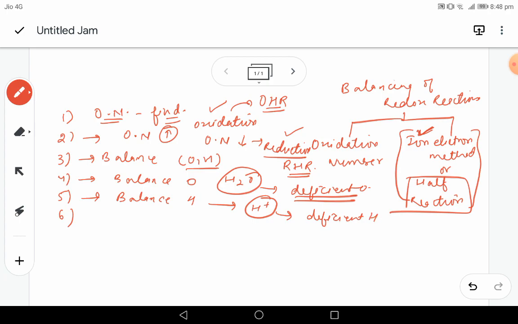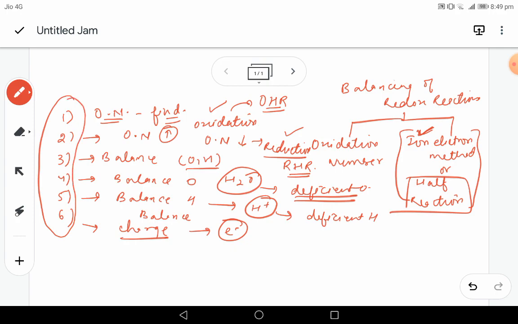Once we have balanced hydrogen also, the final step is to balance the charge. How can we balance it? By adding electrons. Then we will be done with the balancing. So I want you all to write these 6 steps. These are the 6 basic steps of balancing a redox reaction by the half reaction method.